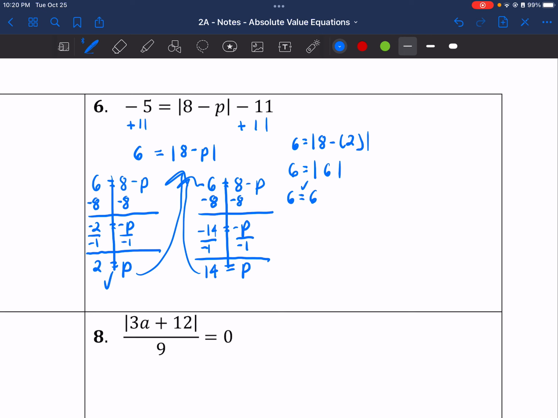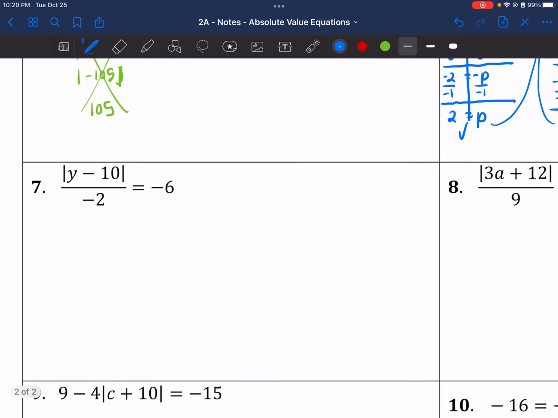We'll do the same thing with P equals 14. 6 is equal to the absolute value of 8 minus 14. Well, 8 minus 14 is equal to -6. So we get absolute value of -6. Well, the absolute value of -6 is just 6. And we get 6 equals 6. So we know that P equals 14 is also a solution.